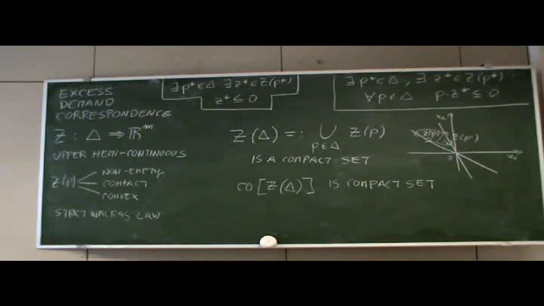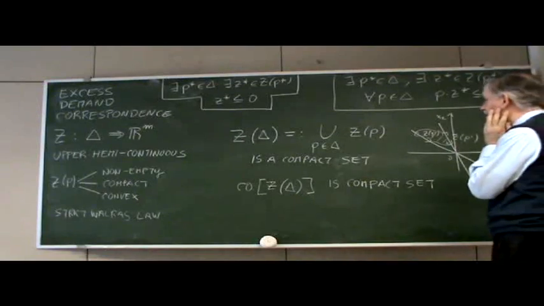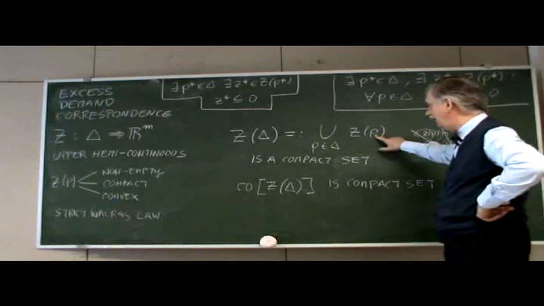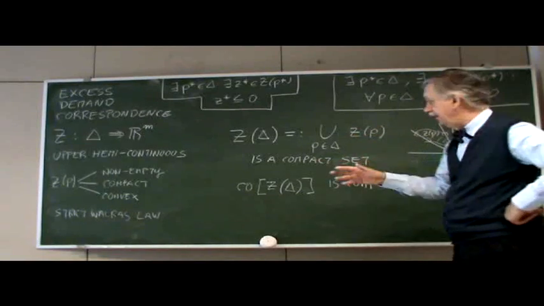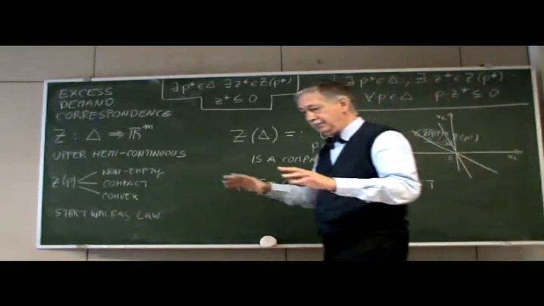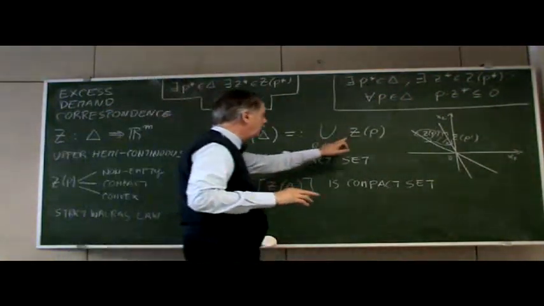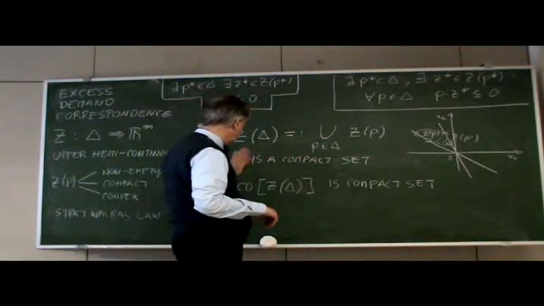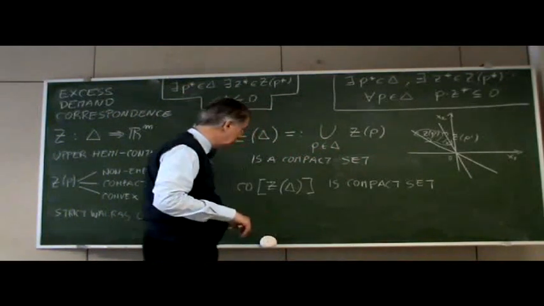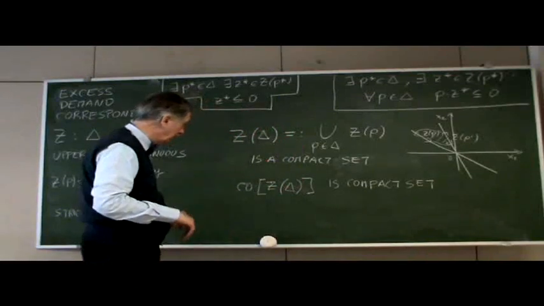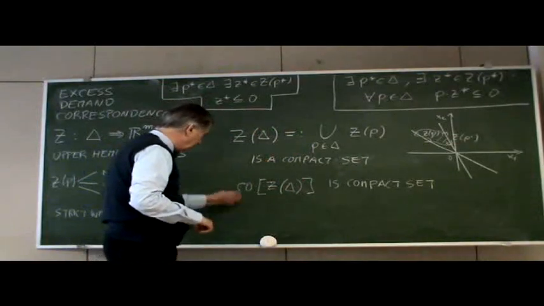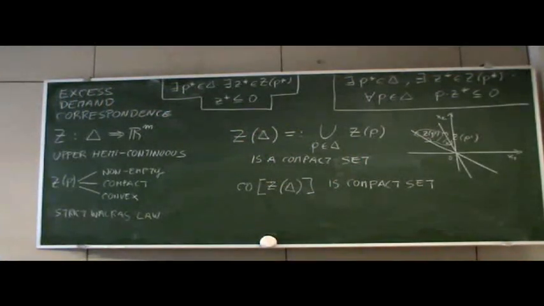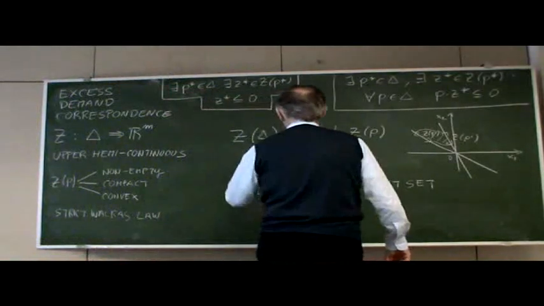I repeat. Start from any element P in delta. This is the image, the set of excess demand vectors. When you change P, clearly the set changes. Define the union of all these images when P ranges in delta. You obtain Z of delta. By our assumption, this Z of delta is a compact set. And by our previous theorem, also the convex hull of a compact set is a compact set. You obtain in the end a compact set. Is it clear? Now, we can cancel.